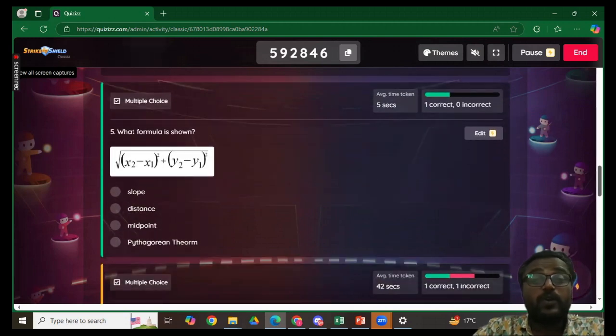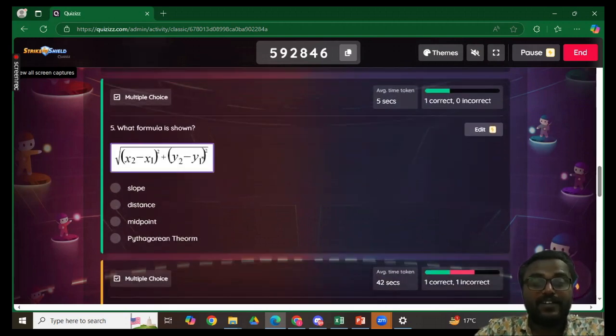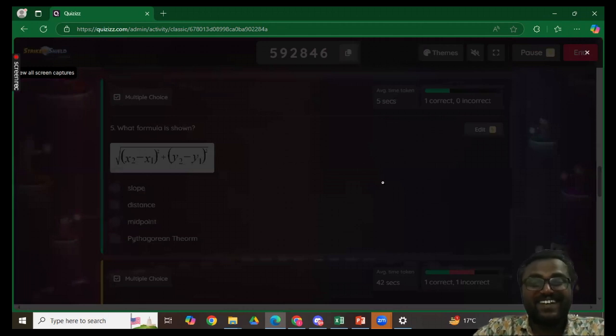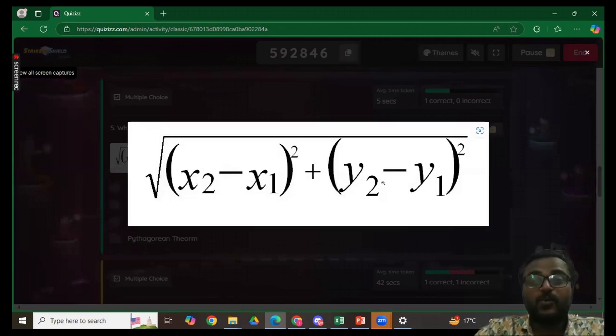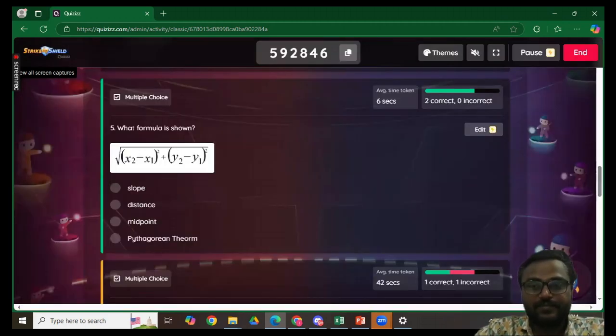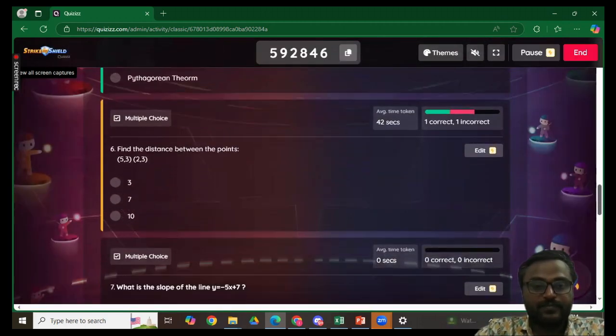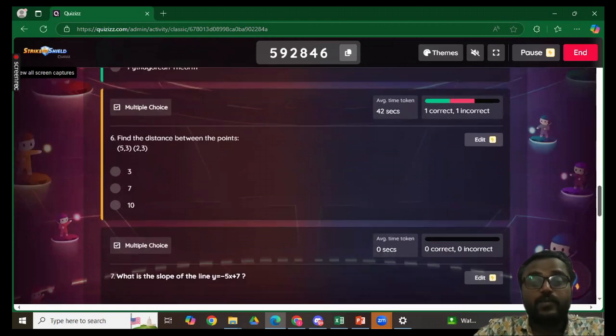Now, what formula is shown in the figure? So if you guys have noted down the formulas when I was teaching, you'll get this particular point easily. Find the distance between the points. So you can just apply the distance formula and get the answer to this.